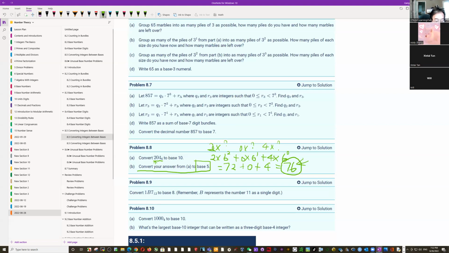There are 2 different ways, and I can also throw in a third way. So let's take 2 minutes to try to do this problem, part B. My hint for part B: you can repeatedly divide 76 by 5, or you can use the largest power of 5 and try to gauge. One is repeatedly dividing by 5.